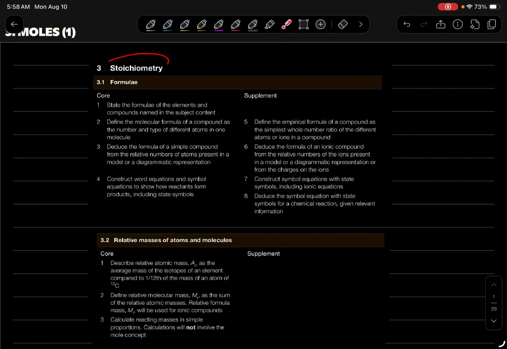This chapter is called Stoichiometry, or more commonly known as moles. This is one of the most important chapters of your IGCSE and O-levels, and we'll kick off with this chapter. One thing I want to tell you before we start is a lot of students find this chapter really difficult, right? Because it's all calculation based.